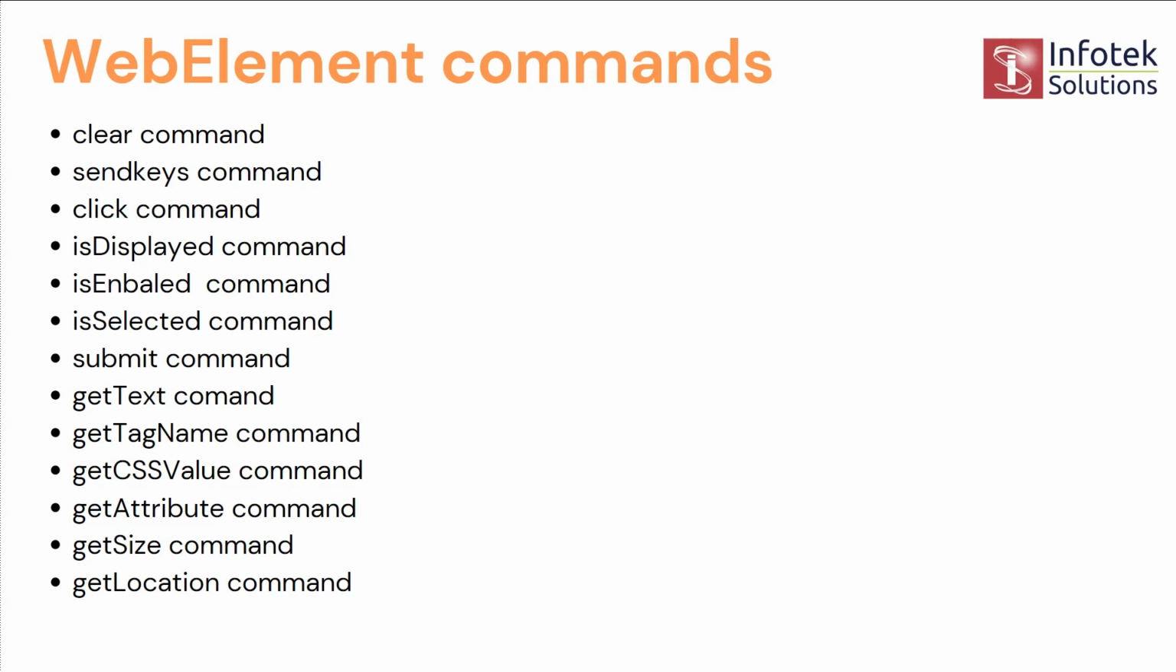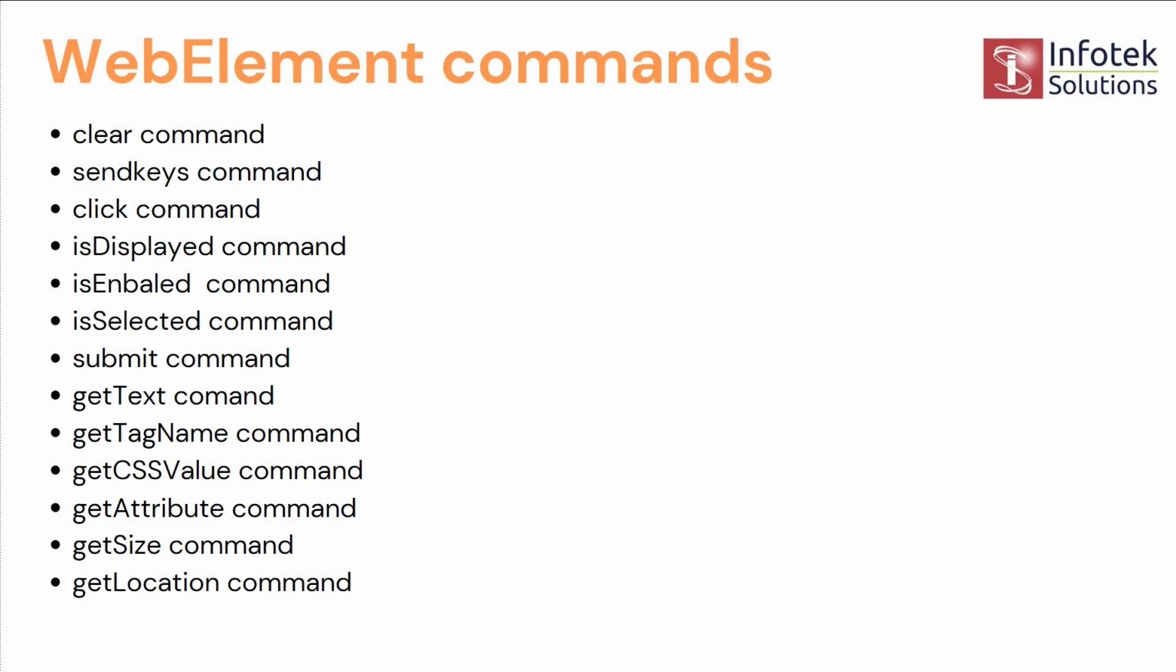Is displayed is used to check whether a value you are looking for is displayed on the screen. Is enabled is used to check whether a button or a particular element is enabled or not. Is selected is used to check whether the element is selected or not. Submit is used to submit values, for example after entering username and password, if you want to submit the login details, you use the submit command.